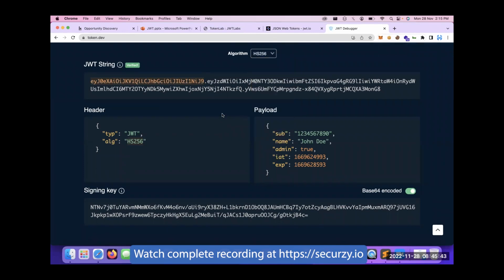Remember, all of these algorithms are open source algorithms. That means you can dig in and understand and read how this algorithm works. The only difference between these algorithms is basically the signing key or the secret key that is being used. Higher the algorithm's secret key, longer would be the JWT token that would be created. That's it.